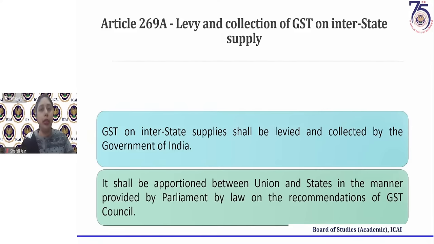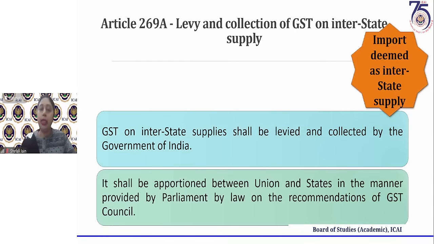In fact, this was the article which says that it has to be decided by the parliament. Parliament has already decided under IGST Act. There is a specific section, section 17, which has been inserted. But that is not relevant for the intermediate students. You only have to know that, yes, there is a mechanism through which the IGST is apportioned between center and states. There are separate rules also for this apportionment. There is a separate section in IGST Act, but that is not relevant. We just have to know that, yes, it is apportioned appropriately between center and state. And any import transaction is also deemed as interstate supply. This is also what this article provides.